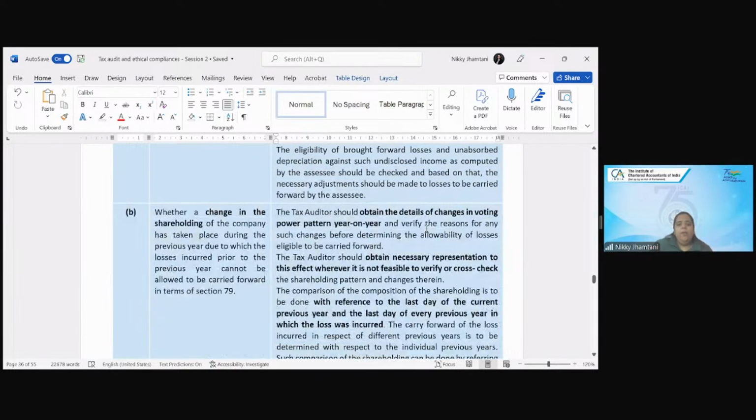Next, point B is regarding change in shareholding pertaining to Section 79. Whether a change in the shareholding of the company has taken place during the previous year, due to which the losses incurred prior to the previous year cannot be carried forward under Section 79.